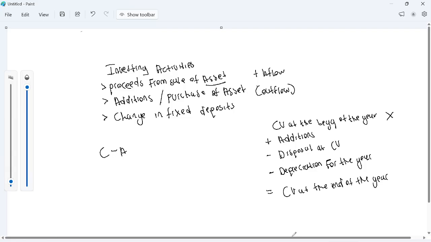Now additions, they'll tell you that you purchased an equipment. Or if they didn't tell you, you're just going to put, let's say here is 20, an X here, because you don't have your additions. And they say you disposed of your vehicle, right?